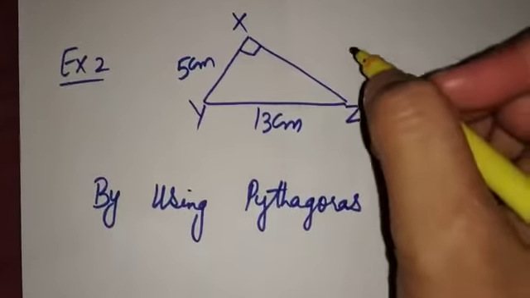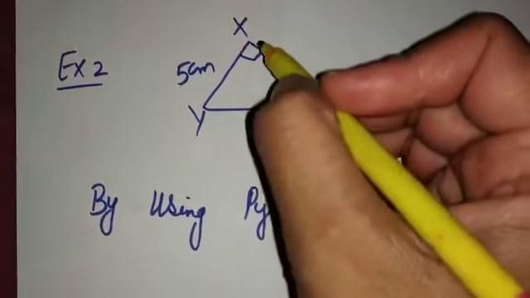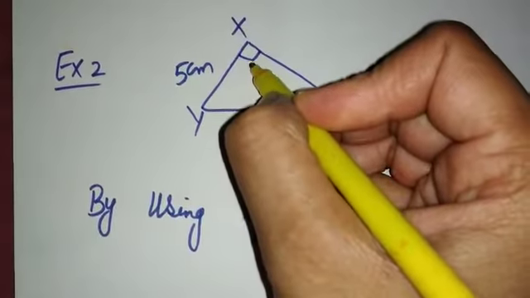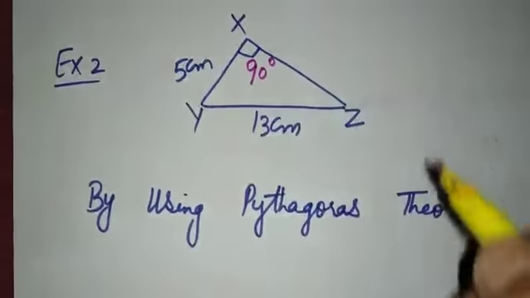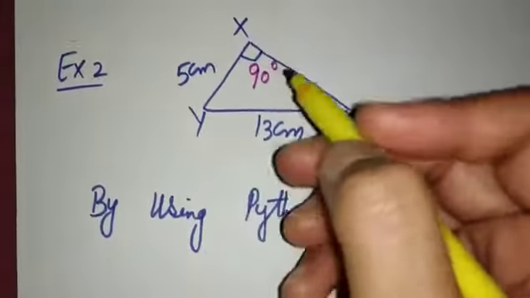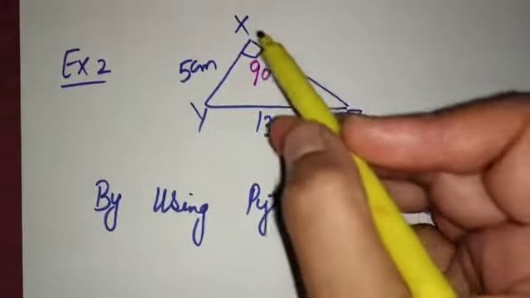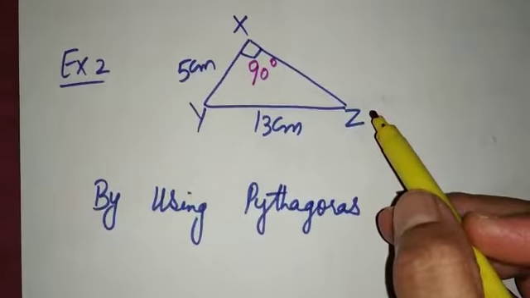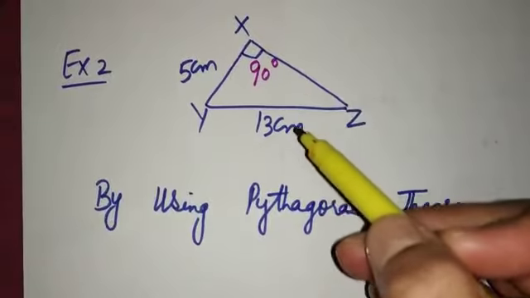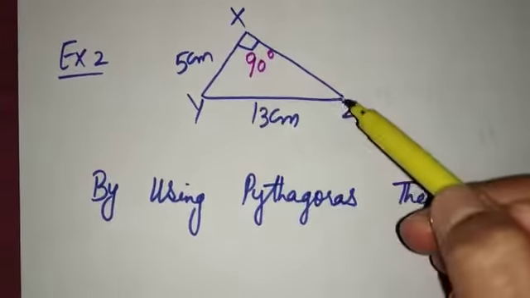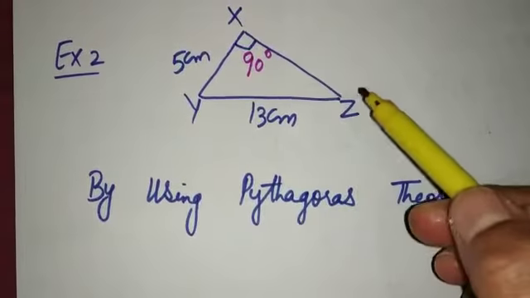Now we will take another example. Triangle XYZ is a right angle triangle in which angle X is the right angle. XY is given as 5 centimeters. YZ is given as 13 centimeters. We have to find the length of this unknown side. Here the side opposite to the right angle is always the hypotenuse. So YZ is the hypotenuse. We have to find the length of XZ.